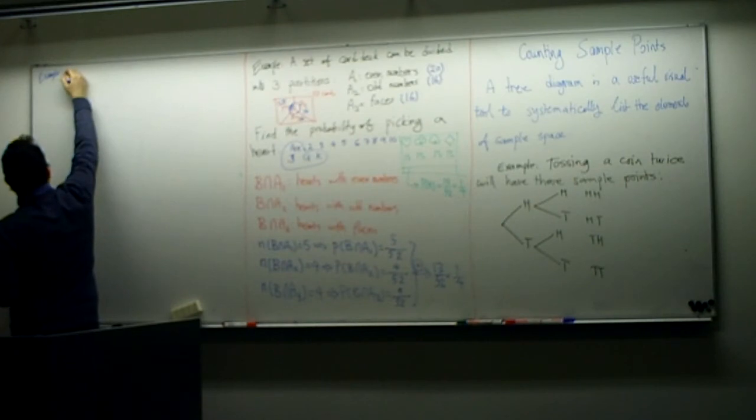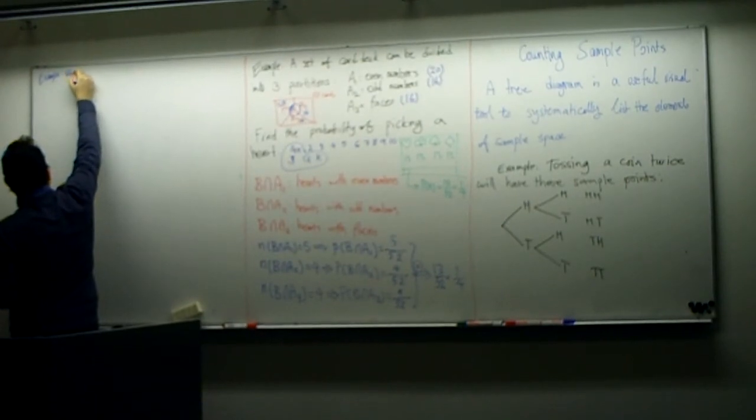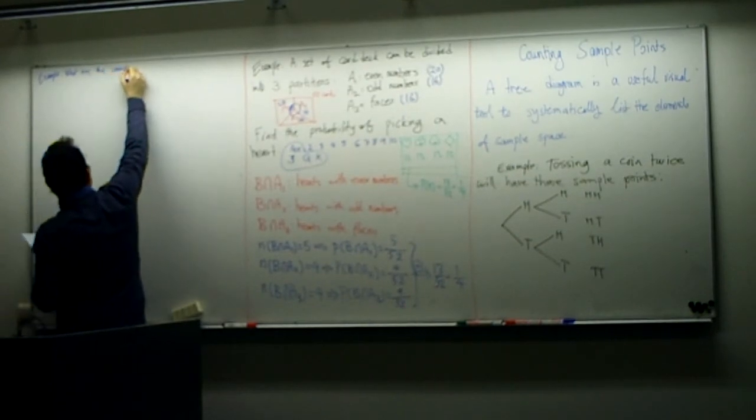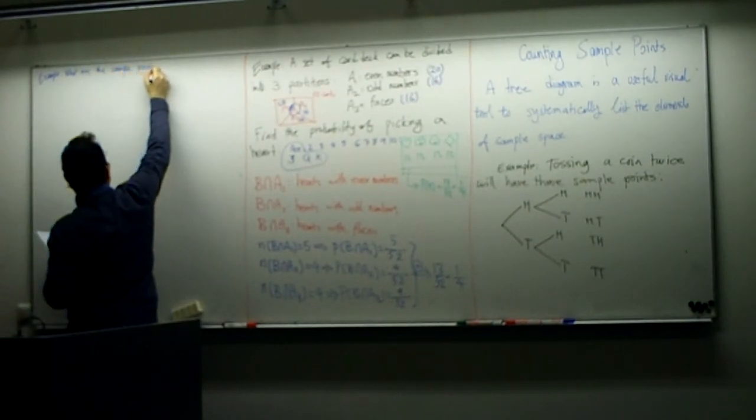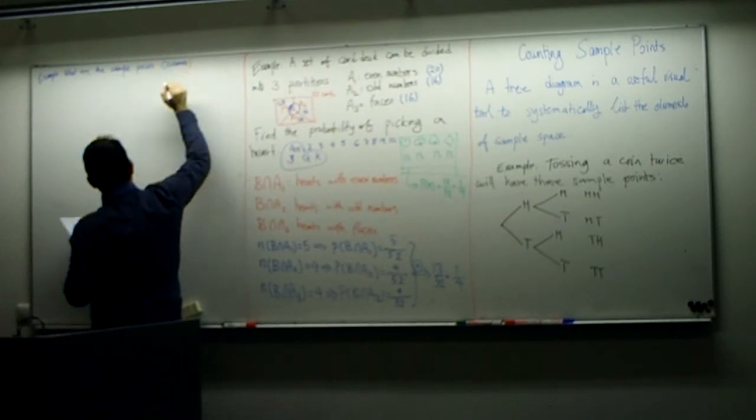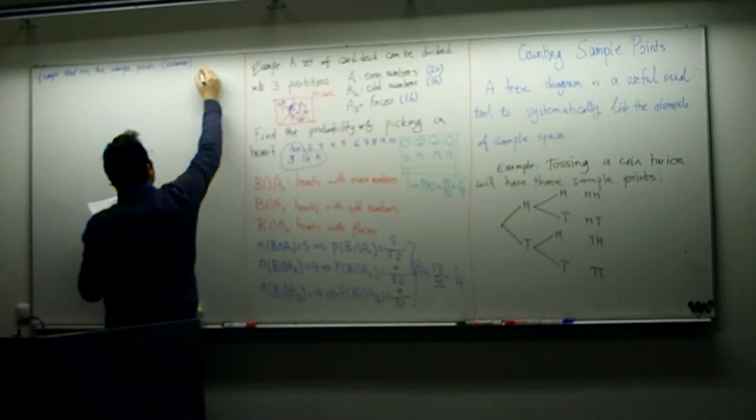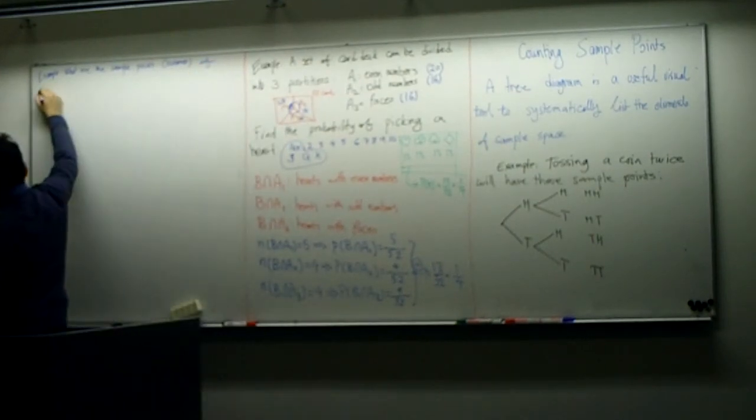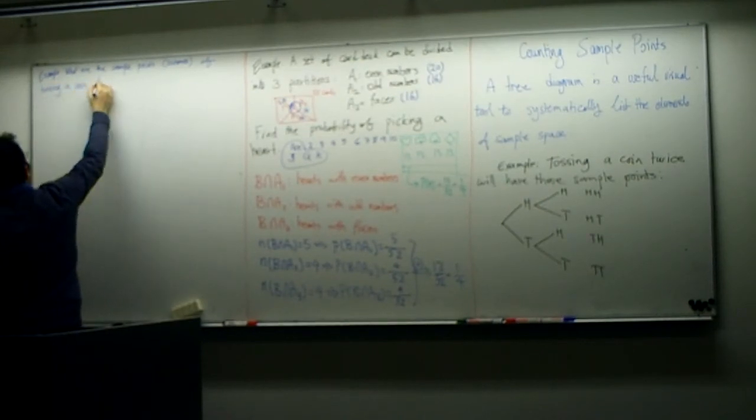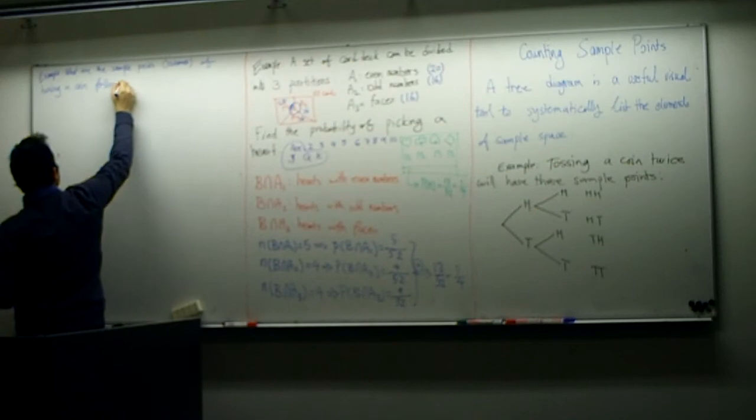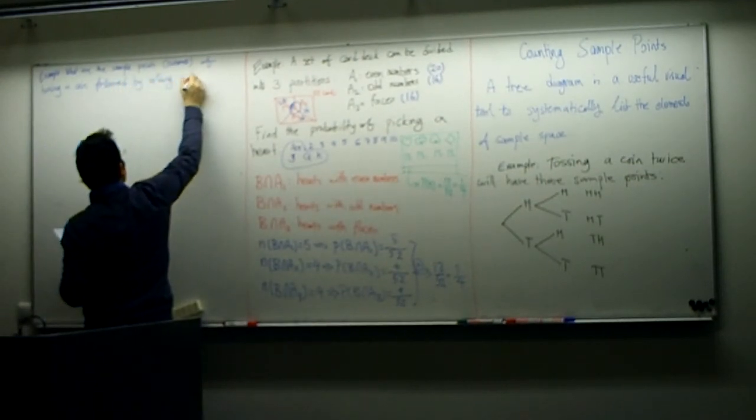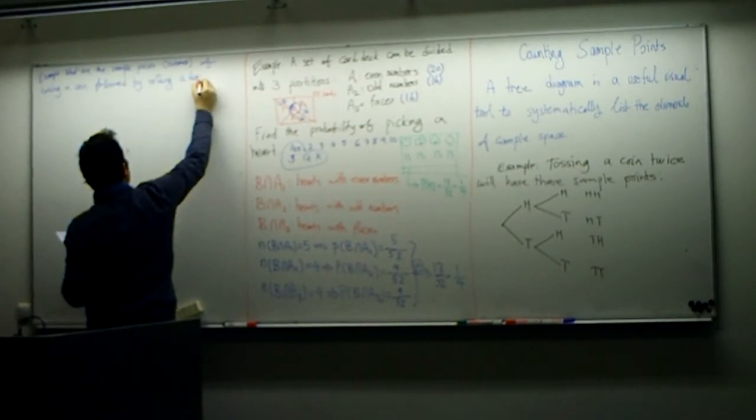What are the outcomes of tossing a coin followed by rolling a dice.